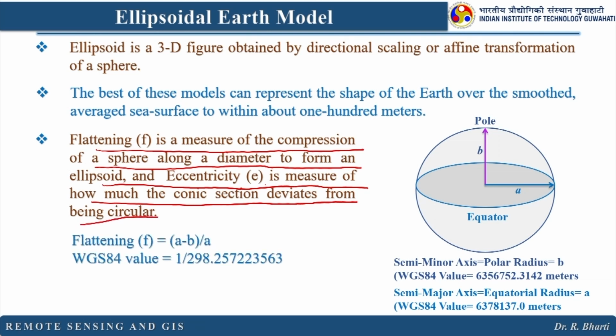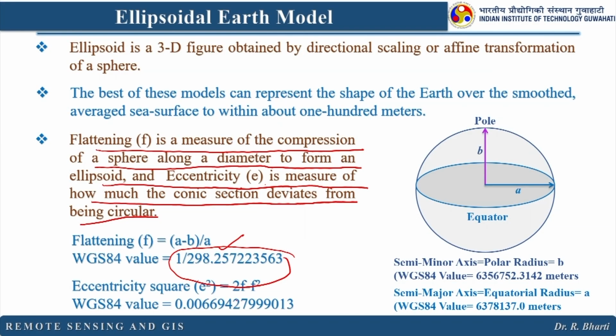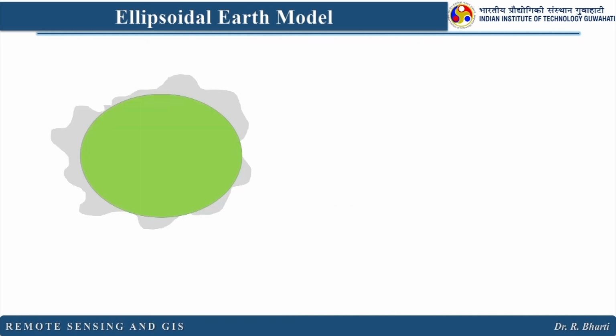So flattening can be calculated using this formula, and for WGS-84 the value is the given value. And eccentricity is basically 2f minus f squared, and the WGS-84 value is this much. If you want to understand more about this ellipsoid, let us understand about the topography and what are the mathematical surfaces we are assuming here.